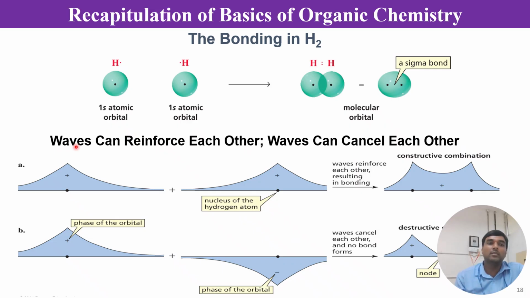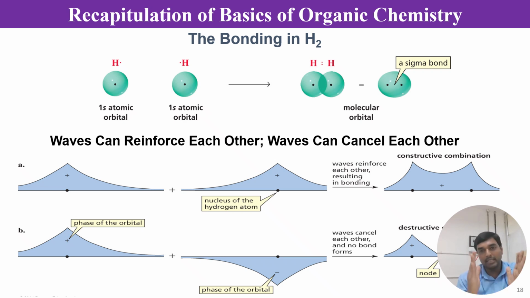So they can reinforce each other and they can cancel each other. If they reinforce each other, overall its magnitude will be higher. It will be constructive combination, and that's why the bond will form. When they destruct each other, that means there will not be any bond formation.